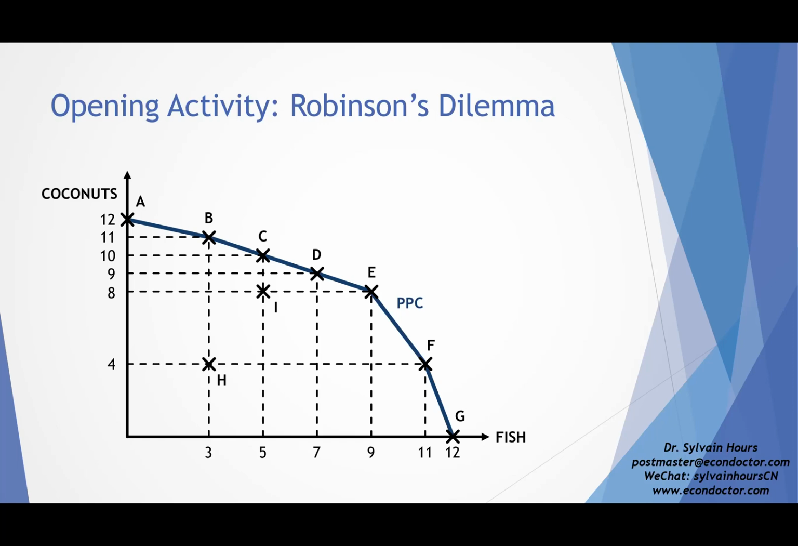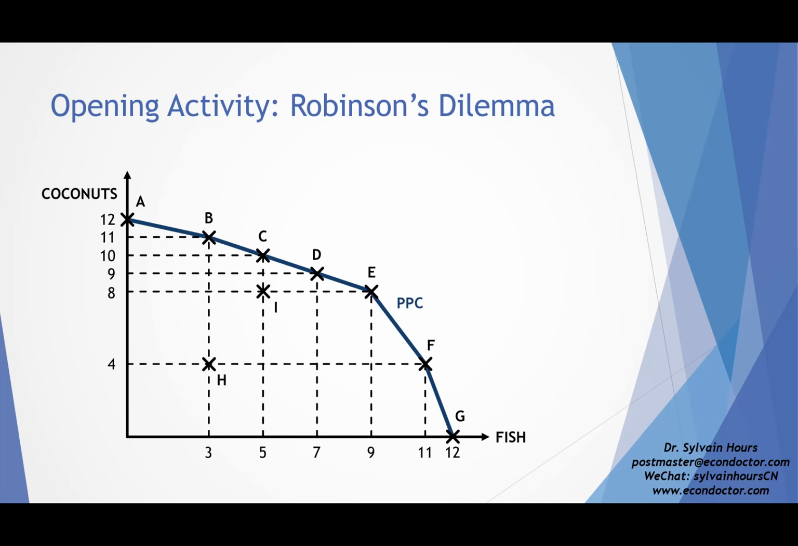You can ask them, can we produce combination I? Can we produce combination H? Of course, the answer is yes, but we have not used all our resources. We could produce more fish. We could produce more coconuts. We could produce more of both goods. We could move from I to C, from I to D, for example, from I to E.